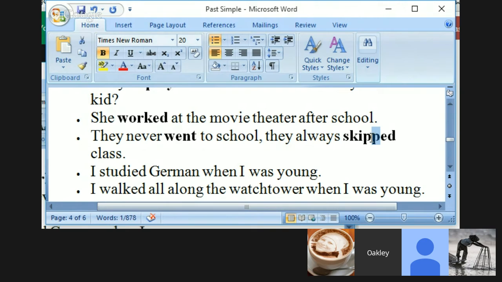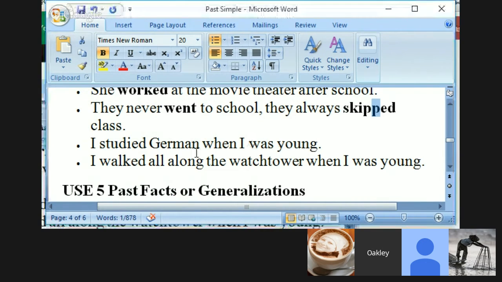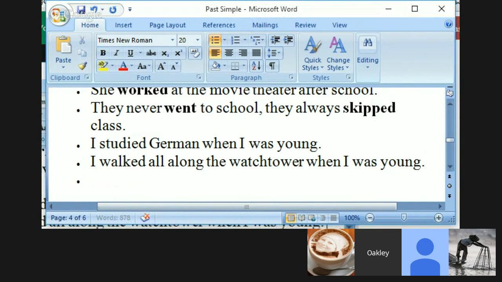Skip, okay, is another example. The P sound. There's no sound. Skipped. Exactly. Walked, same thing. Okay. There you go. Thank you. You're welcome. Hajar, you want to try this?